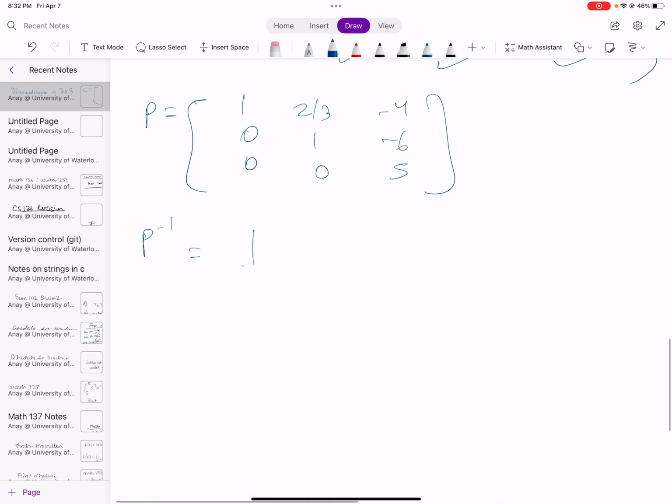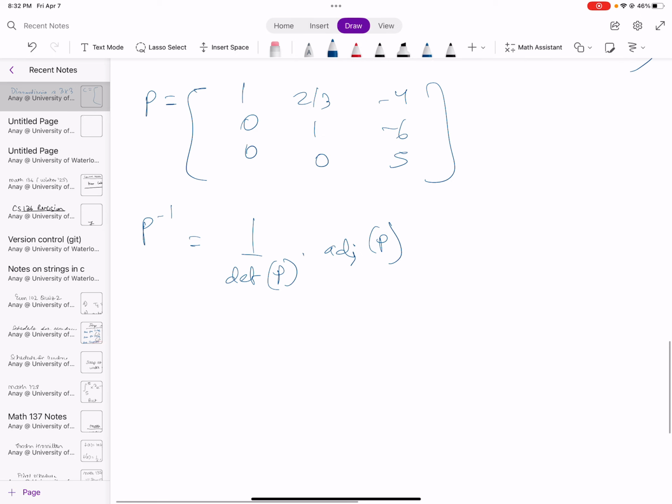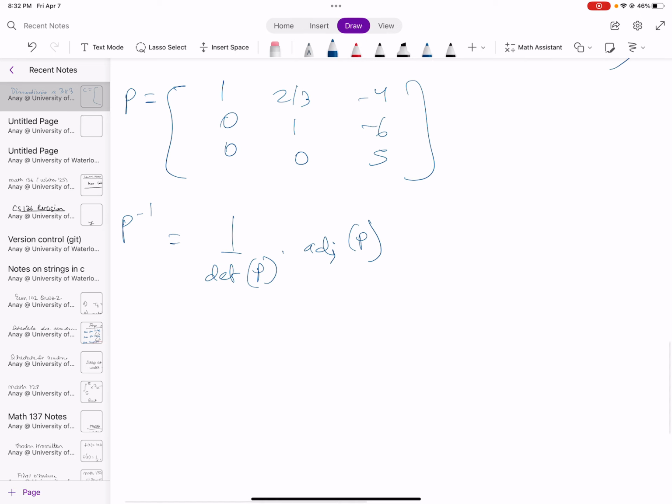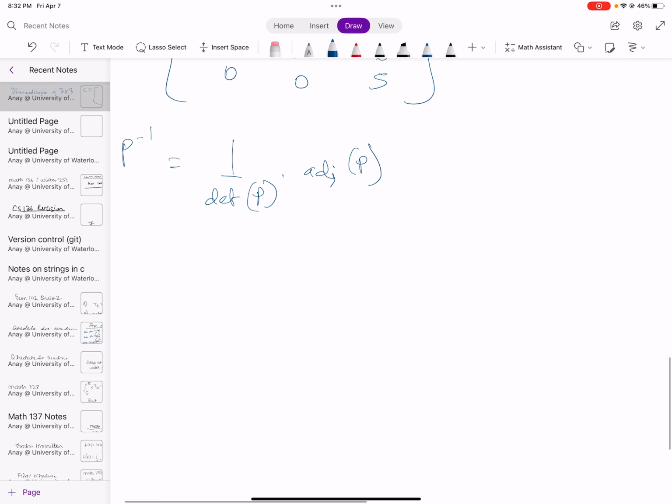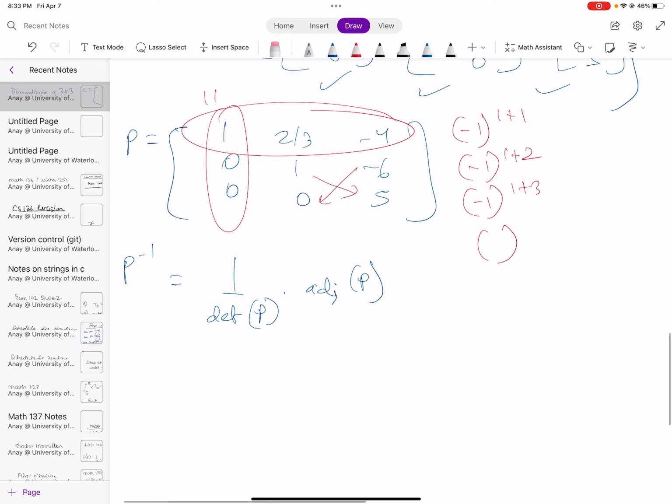Right, so P inverse is found by taking 1 by determinant of P times the adjugate of P. The adjugate of P is very simple. You cover the first element and take the product of the remaining elements. So if you cover this row and this column, you would take the product of these two elements and multiply by the coefficient of the row and column numbers. So you have -1 to the power 1 plus 1 for this. For 2/3 you would have -1 to the power 1 plus 2. For -4 you would have -1 to the power 1 plus 3, and so on and so forth. So for 0 you would have -1 to the power 2 plus 1, and so on.